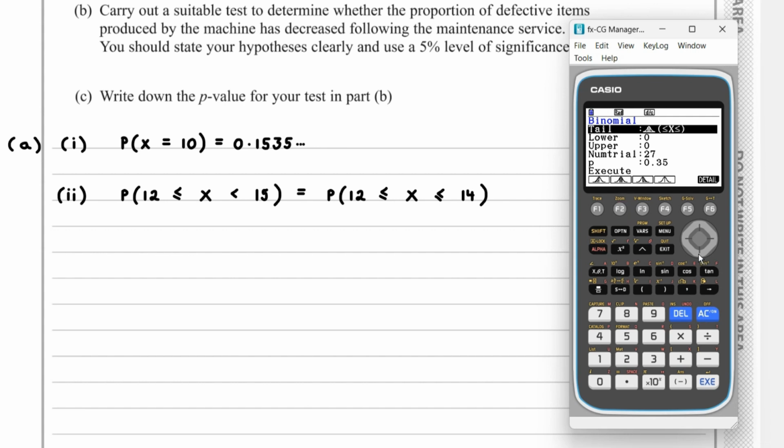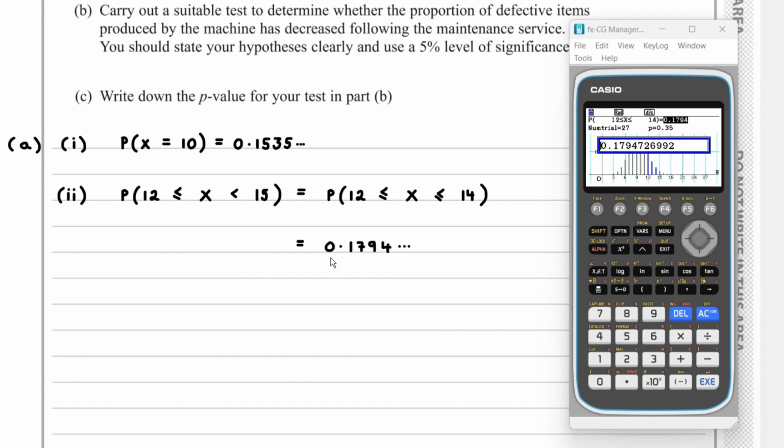So click F2. Our lower limit is 12, our upper limit is 14, the number of trials we have still is 27, the probability is still 0.35, and if we execute this calculation, you can see we have this probability equaling 0.1794, etc.